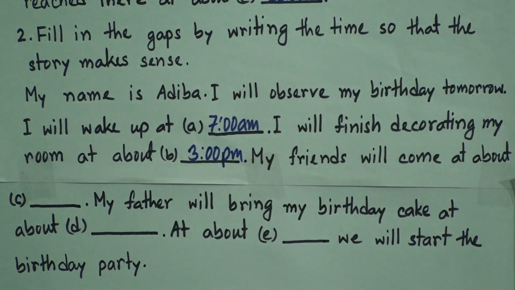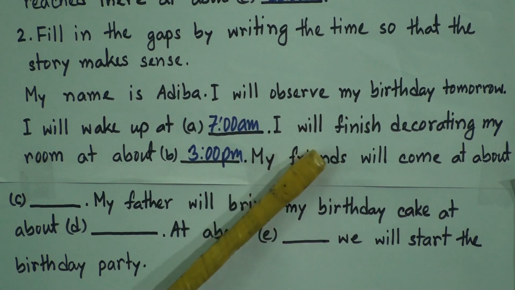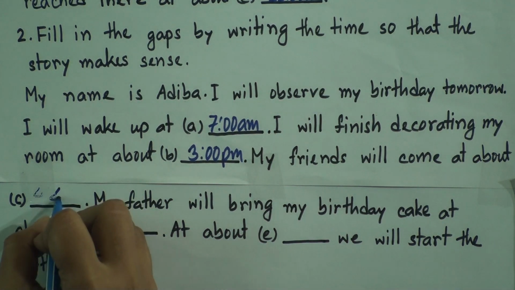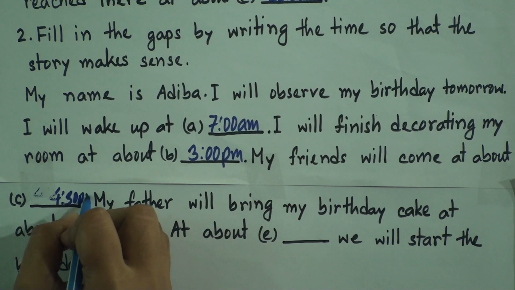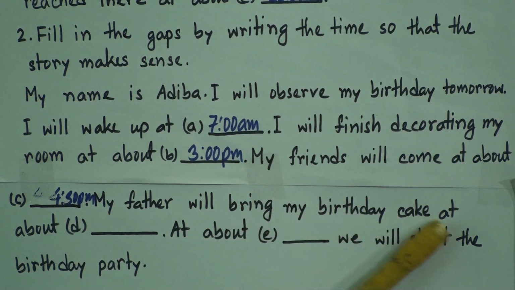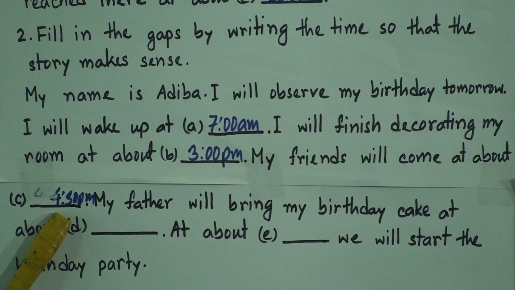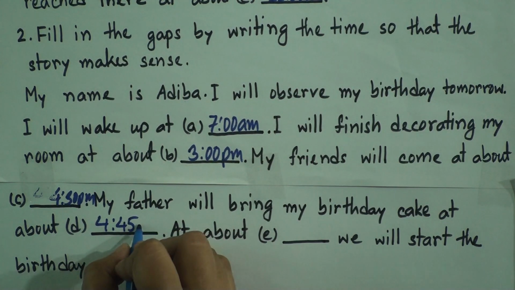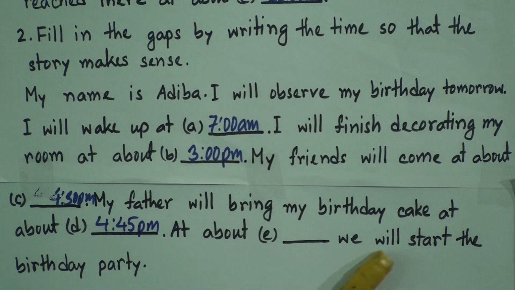Usually the birthday party is celebrated in the evening, so my friends will come at about maybe 4:30 p.m. My father will bring my birthday cake at about dash. So my friends will come, and then my father will bring the birthday cake. We cannot delay, so it can be 4:45 p.m. At about dash we will start the birthday party.